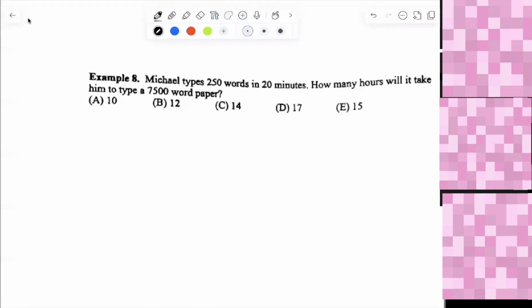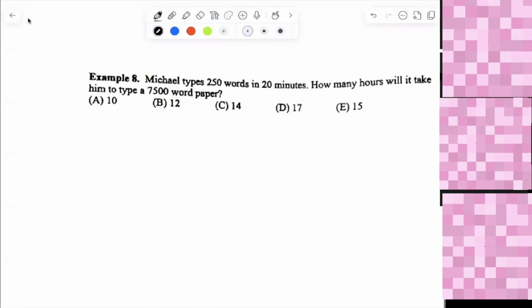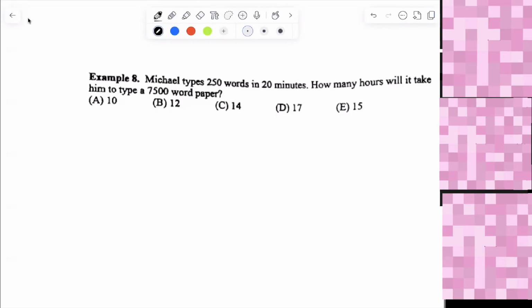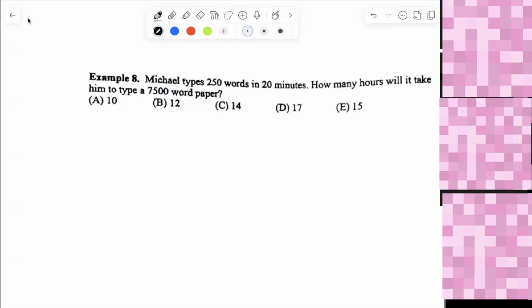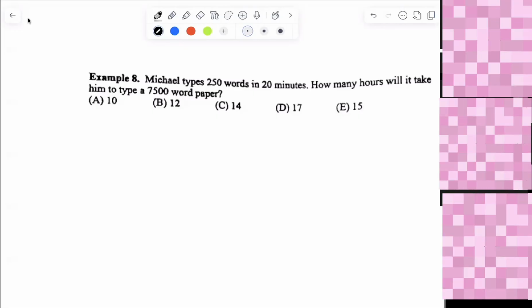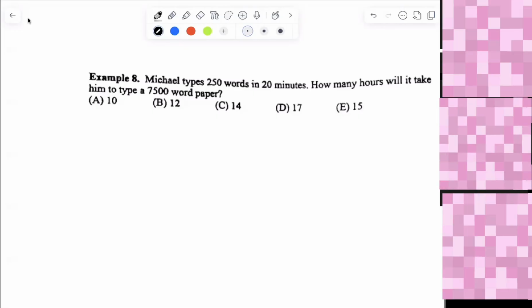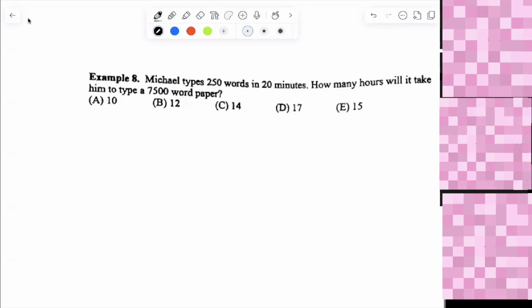Alright guys, let's get started with this question. Michael types 250 words in 20 minutes. How many hours will it take to type a 7,500 word paper? Let's first convert it into hours, alright? Otherwise you might think about minutes and try to get a 7,500 word paper, and then realize that you solved it only for minutes and you can't find the answer there, so you just skip it, which is a lost problem, lost point.